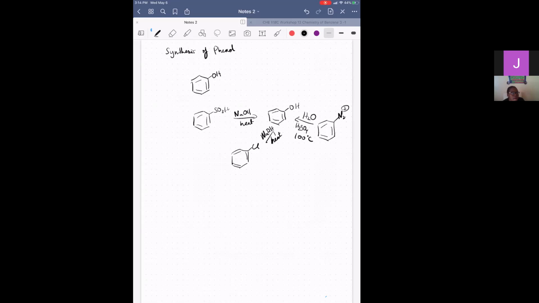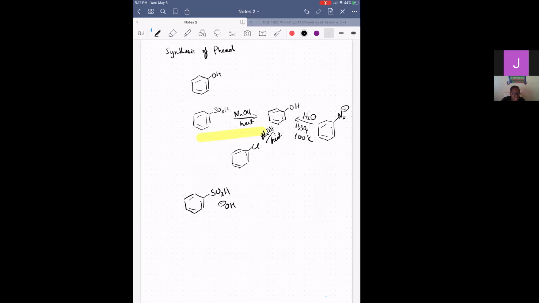So now let's start with looking at the reaction of our sulfonic acid with a base, sodium hydroxide, to generate our phenol. We're looking at our first reaction here to get to our phenol. For this first reaction step, really what we're thinking about is an addition-elimination mechanism. So we have our aromatic species, and we have SO3H present on our molecule.